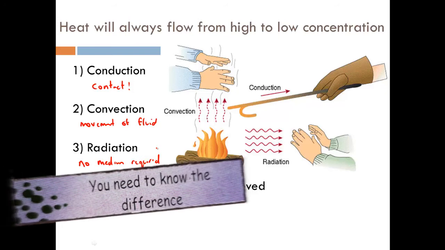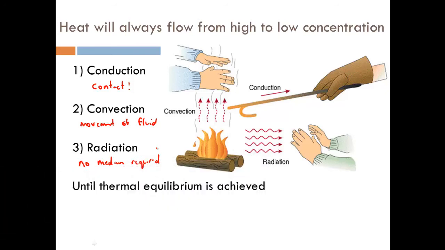So these are your three different ways of having heat flow from one object to another, and this is going to occur until thermal equilibrium is achieved. And for those of you that have forgotten what equilibrium means, obviously it means that the temperature of both objects balance out to be the same.